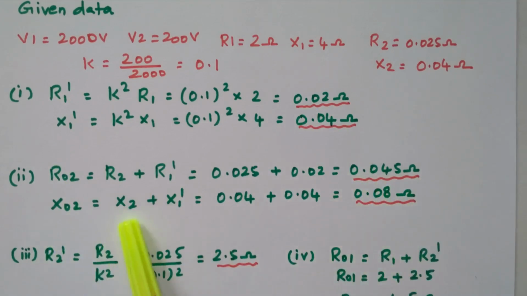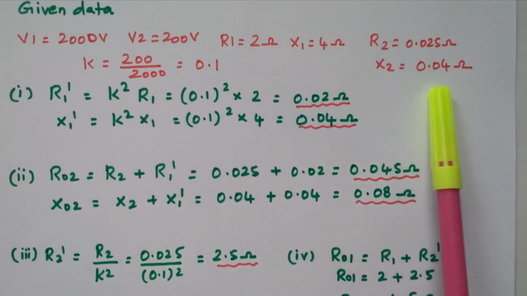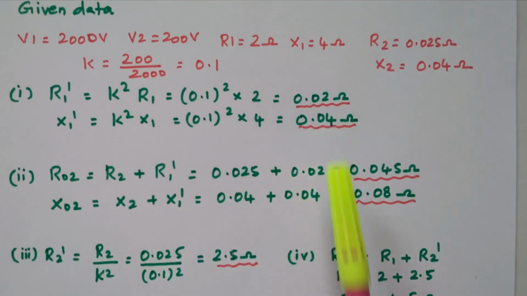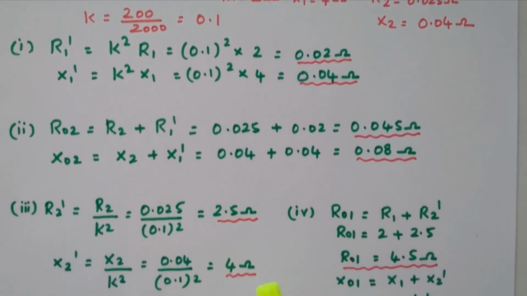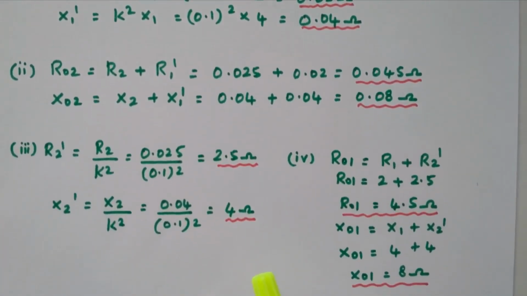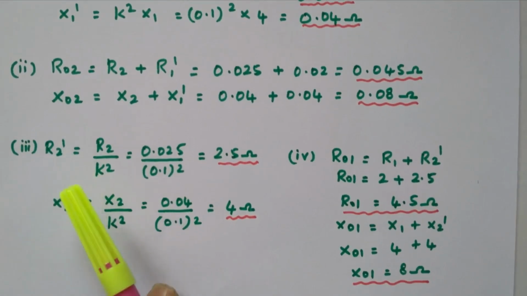Similarly, X02 equal to X2 plus X1 dash. X2 is already available, 0.04, plus X1 dash, which we calculated, that also is 0.04. So that is 0.08 ohm. So these two are nothing but the equivalent resistance and reactance of a transformer referring to the secondary side. R02 and X02 mean secondary side. The same thing will go for the primary side also. We will find R2 dash.